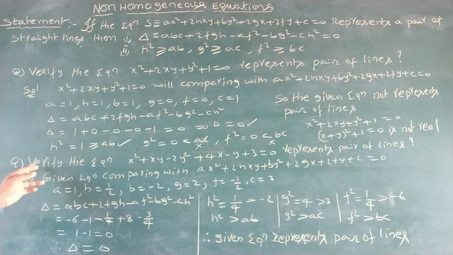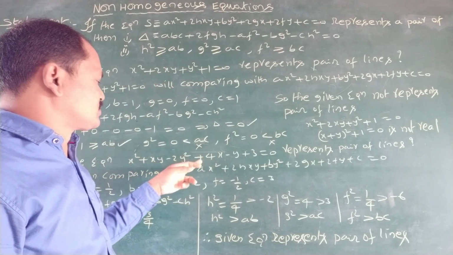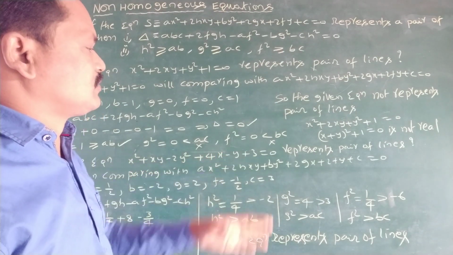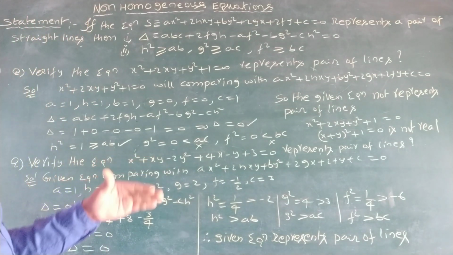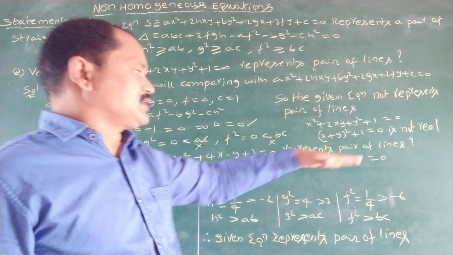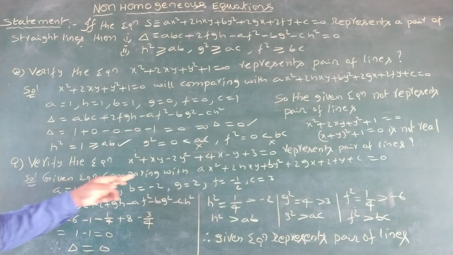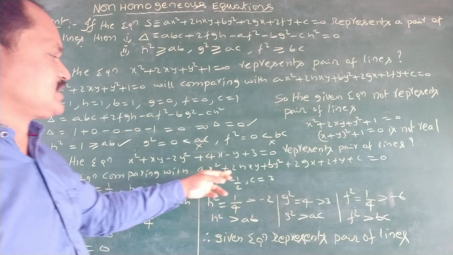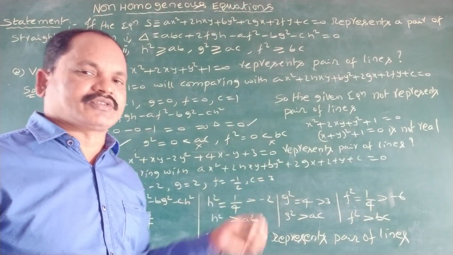Now we are going to the second question. Verify whether the equation x square plus xy minus 2y square plus 4x minus y plus 3 is equal to 0 represents a pair of lines. That means we have to verify yes or no. Now the solution for this one. We take the given equation and compare it with ax square plus 2hxy plus by square plus 2gx plus 2fy plus c is equal to 0, similar to the previous one.